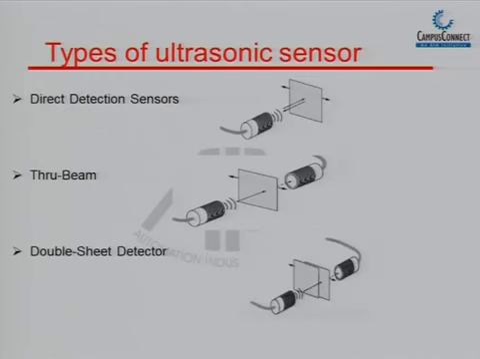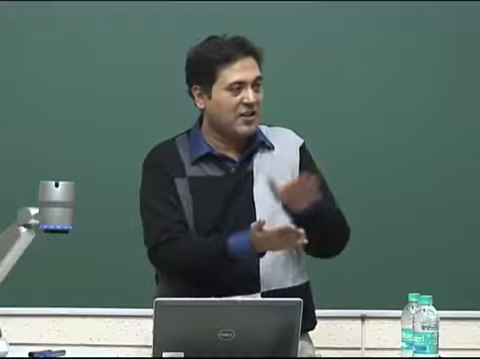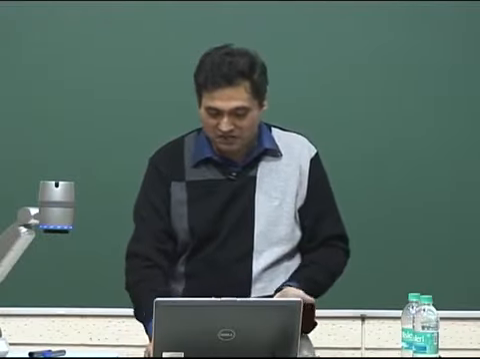Then these are different types again, there are direct detection sensors, there are through beam type, and there is a special sensor which we call a double sheet detector. That means, in the printing industry or in the metal industry there is a press, either it is printing something on a paper. Now, if 2 sheets go inside, it has to be stopped, so that you are not wasting the sheet. So, there are through beam type ultrasonic sensors which can detect a single sheet, a double sheet and no sheet. I will just show you a video of that also.